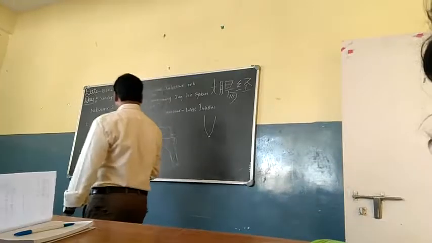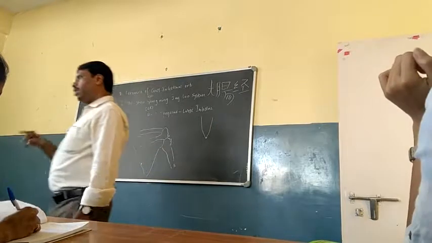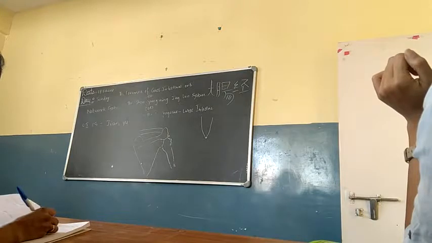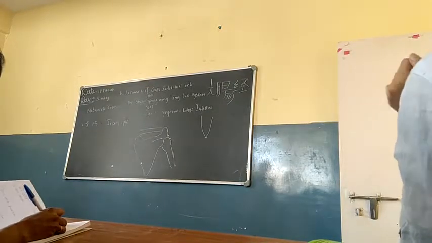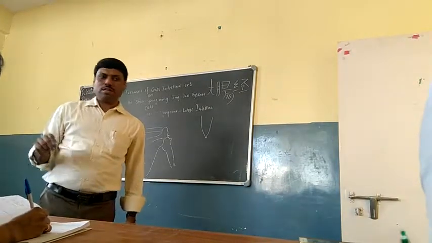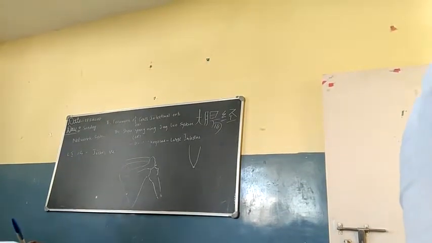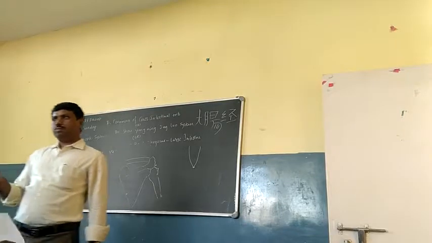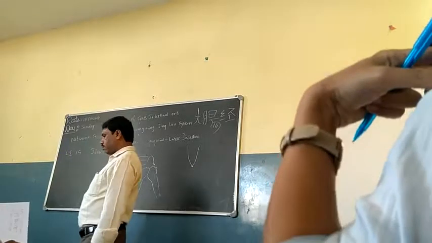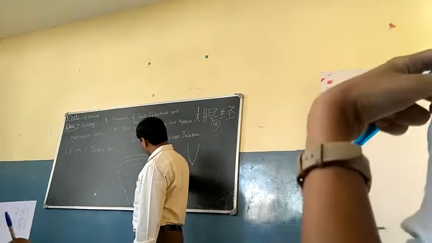Please write down, the point is situated on the anterior depression of the lateral border of the acromion process. Acromion, A-C-R-O-M-I-O-N process, where the point is situated.